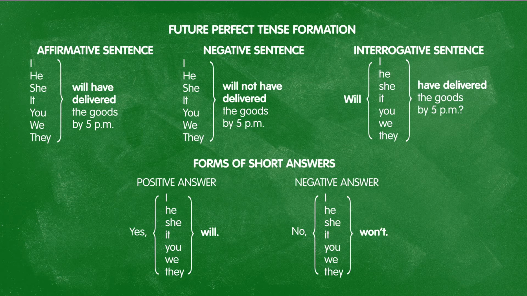Just like in every other future tense as well, to make the negative, you simply add not after the word will. For example, they will not have the goods delivered by 5 p.m. And again, just like every other future tense, to make a question or an interrogative sentence, you simply move will to the front of the sentence. Like in the phrase, will they have the goods delivered by 5 p.m.?